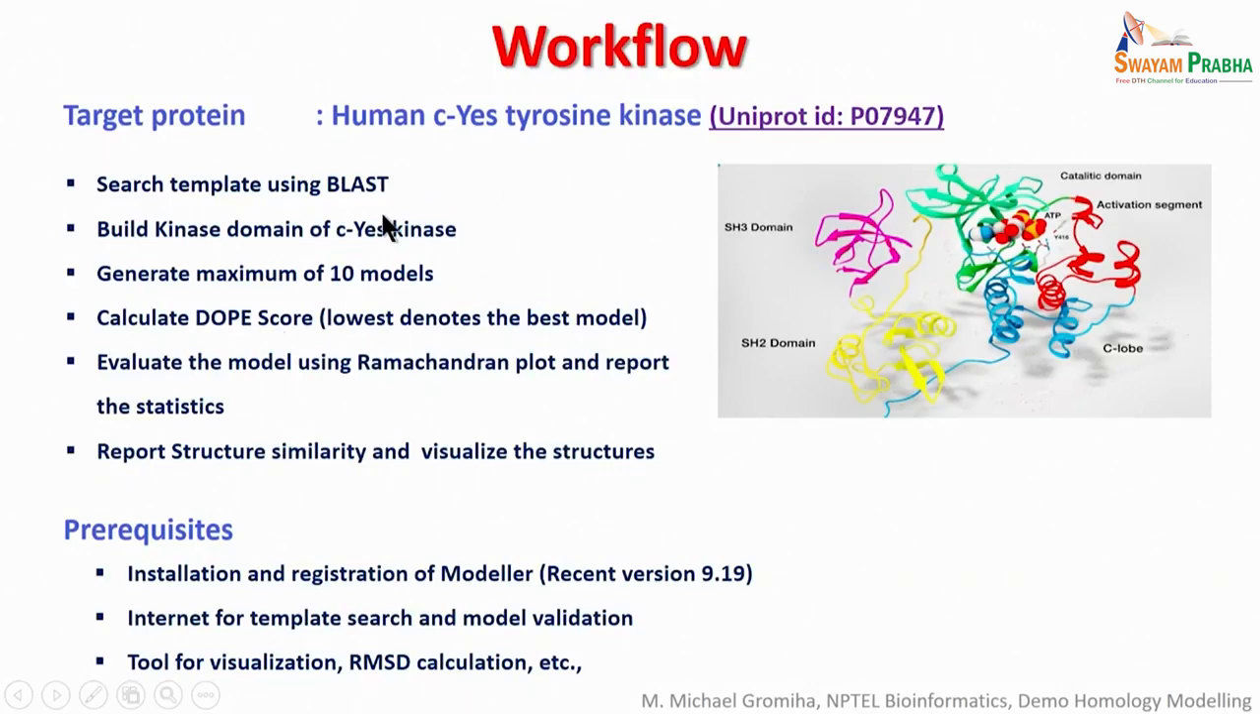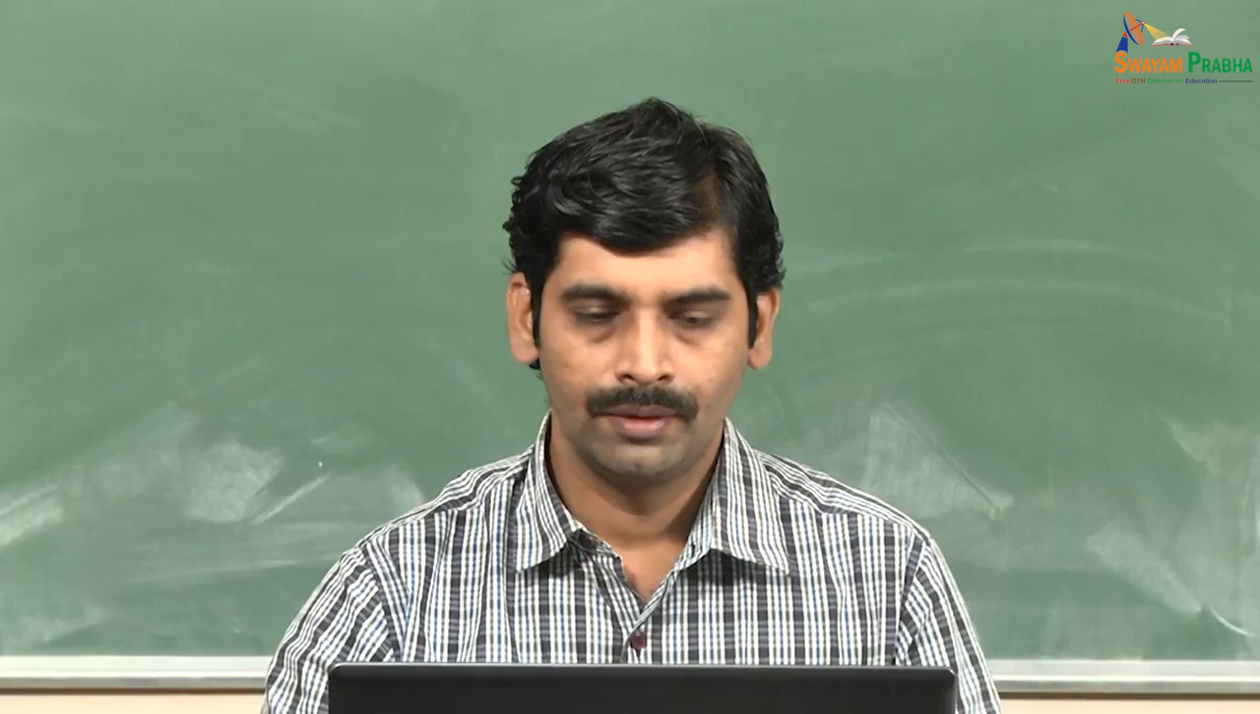To get these structures, the prerequisites are first to install and register Modeler. This is the software used for modeling structures using homology modeling, and we need internet for the template search as well as validating the model, and we need tools such as PyMol for visualization and RMSD calculations and so on. Now, we will see how to build a model from the sequence of the human CS tyrosine kinase. I will give a demonstration on prediction of protein structure using Modeler software.